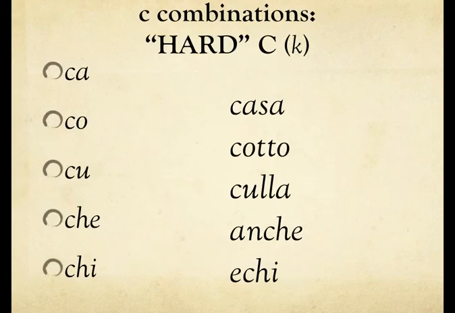These are the C combinations, that is the hard C, which sounds like K. So whenever you see a C-A, that's Ka. C-O, Ko. C-U, Ku. C-H-E, Ke. C-H-I, Ki. Let's do that again, now calling them the letters by their Italian name.